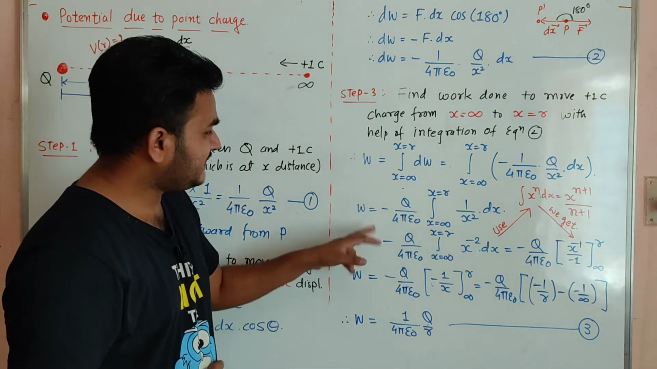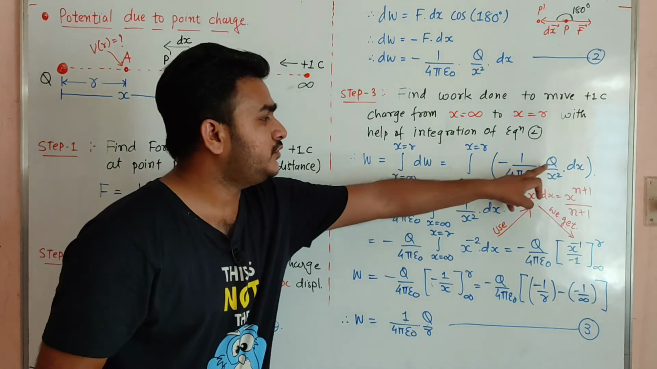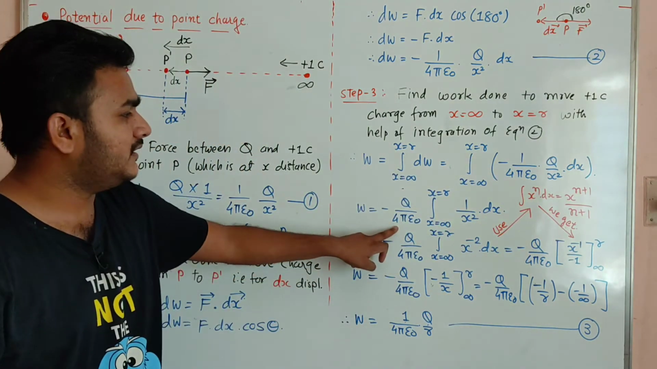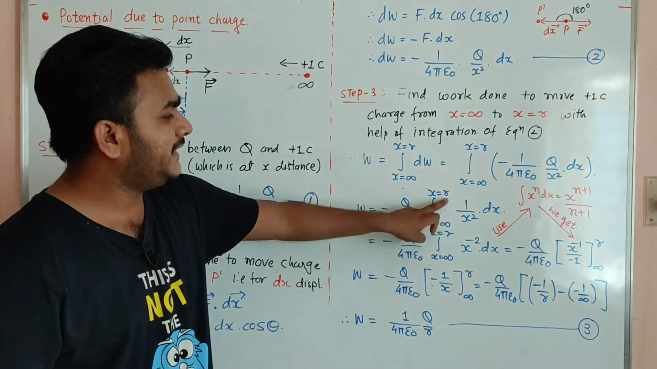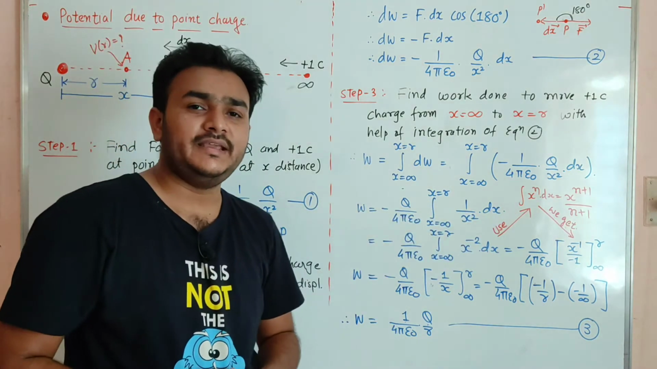Now the next step is taking minus q by 4 pi epsilon 0 common, with the integration from x equal to infinity to r of 1 by x square dx.